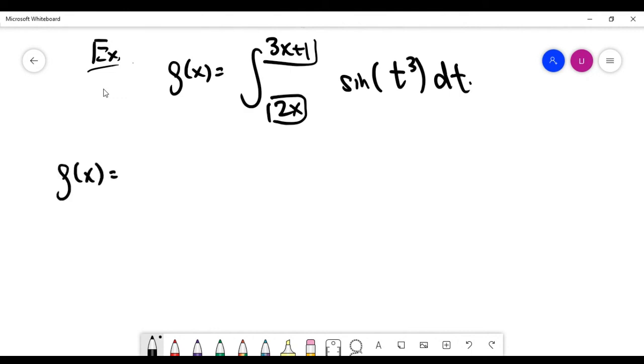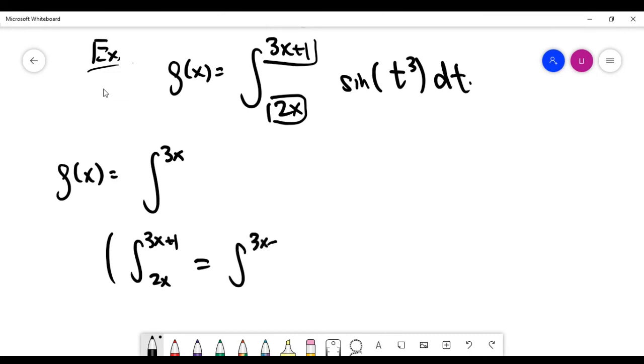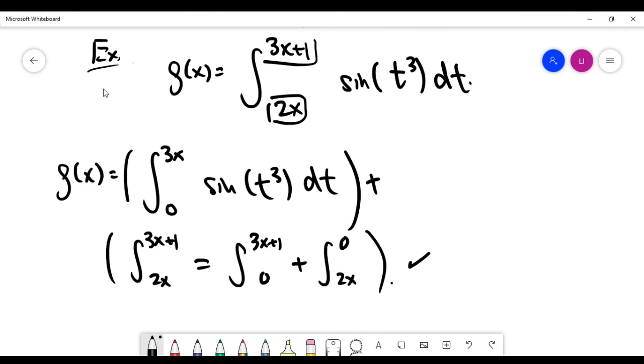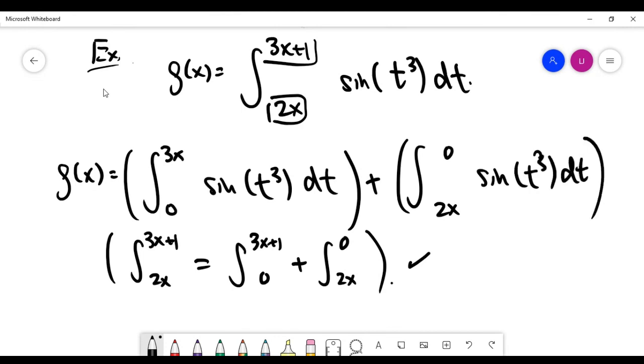But we can play a trick around that. We can think of this kind of definite integral, in an informal notation, as the first one from 0 to 3x plus 1, plus the second one from 2x to 0. This property is always valid, because the definite integral from a to b plus the definite integral from b to c for the same function is the same as the definite integral from a to c. So I'm breaking it down into two parts. The second part is the definite integral from 2x to 0 for the same function. I'm just using this property of the definite integral.